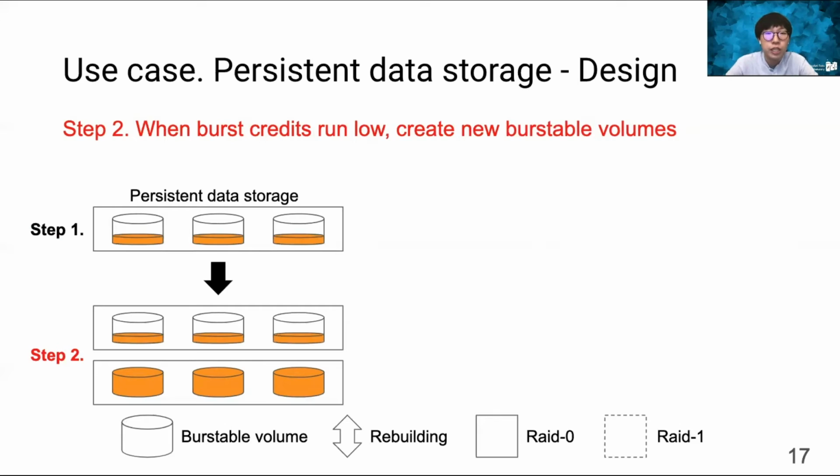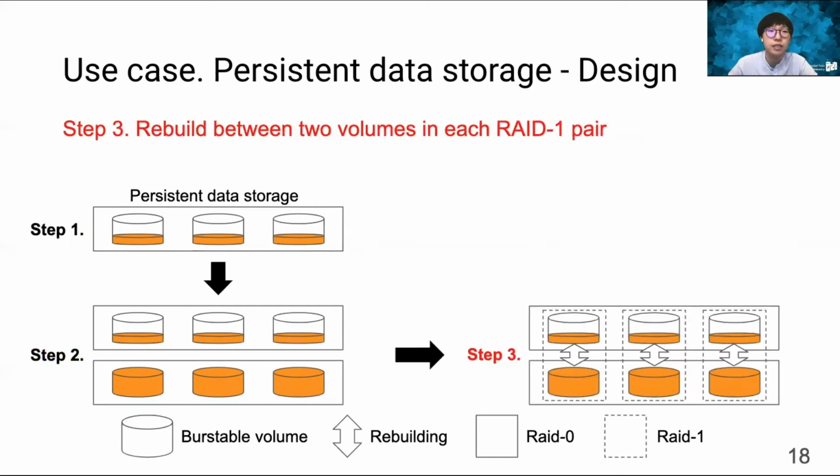Then we create a new set of small burstable volumes that initially have full burst credits. To migrate data from the old volumes to the new volumes for data persistence, we used the RAID1 rebuild process between each pair of volumes. Again, we used software RAID for the ease of implementation and because it also allows data to be available even during the data migration process. But any other tools that are similar can be used instead of software RAID.